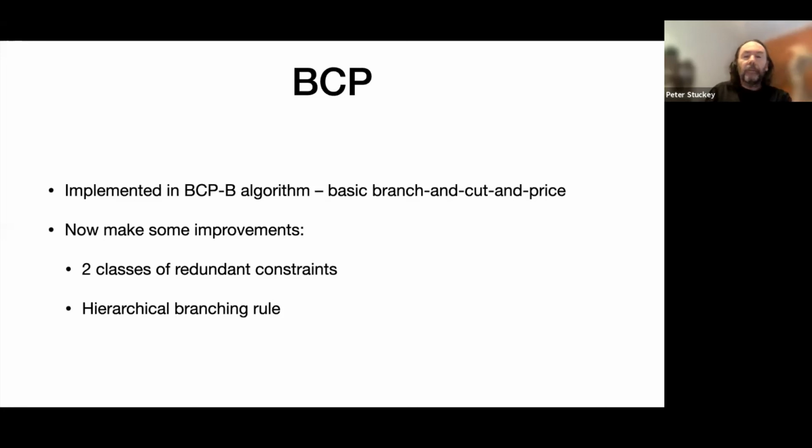We'll talk about some improvements because it turns out, very disappointingly, the basic version of branch, cut, and price doesn't do that well, and you'll see it in the results. Okay, we're going to have to add 2 classes of redundant constraints, and we'll add a new kind of branching rule to help us get there.